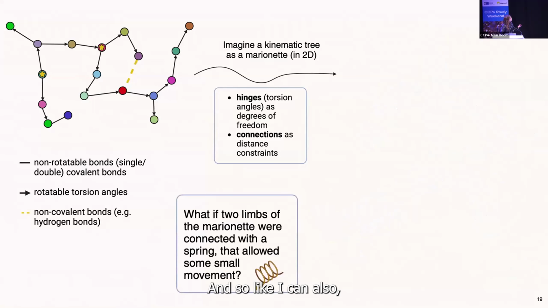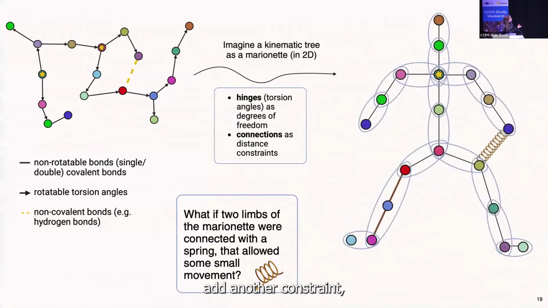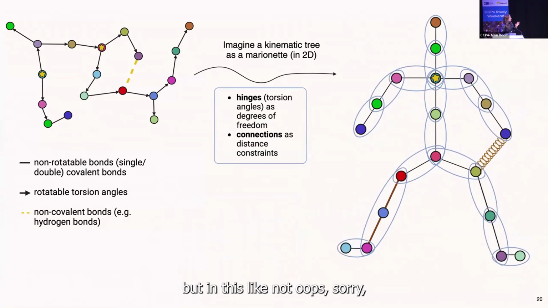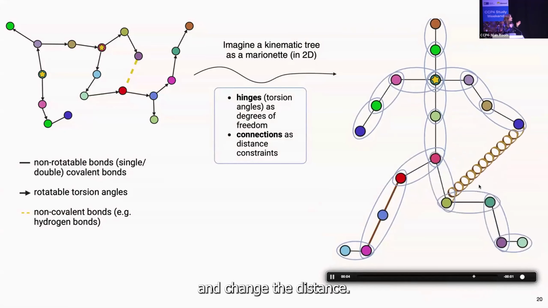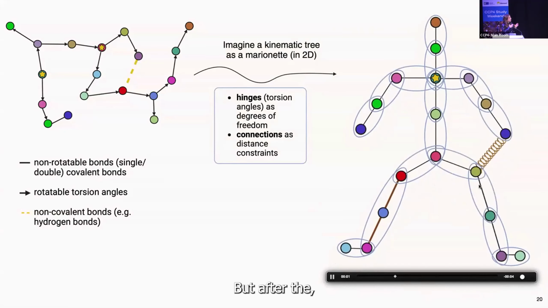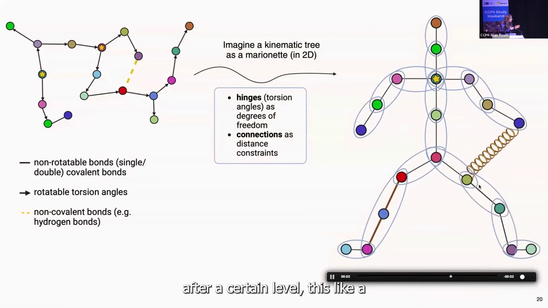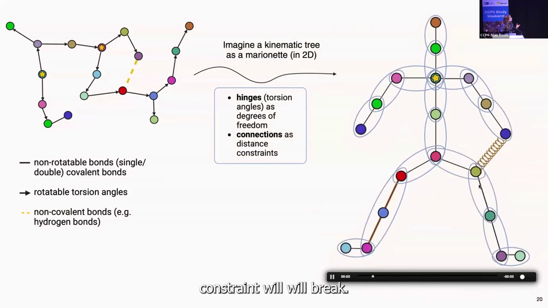And I can also add another kind of constraint, which is now, let's say, a spring, that instead of just restricting the movement, allows some variation in the movement, but not crazy variation. So you can go farther away and change the distance, but after a certain level, this constraint will break.